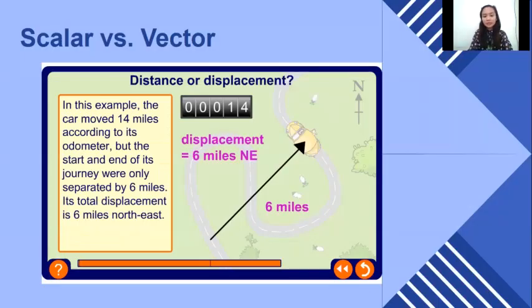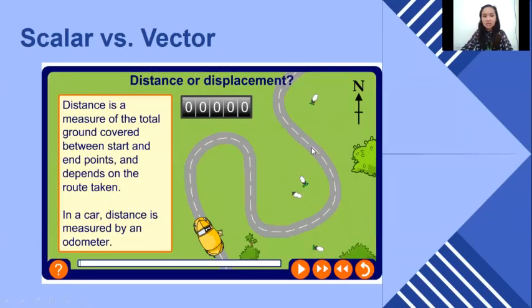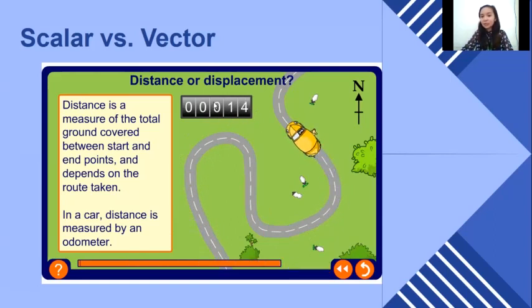Now here, we will look at what is the difference of a scalar and a vector. So example natin, si distance and displacement. Okay. So now, we will first discuss what is a distance. So distance is the measurement of the total ground covered between start and end points and depends on the route taken. So in this case, we have a car. So we will measure the distance covered by the car. So in this case, your car moves 14 miles. Okay. We will assume na this is in miles. So 14 miles yung distance na na-travel or na-cover ni car.